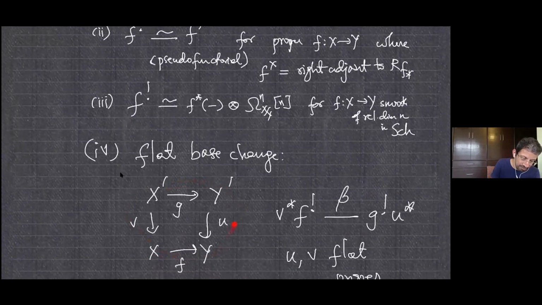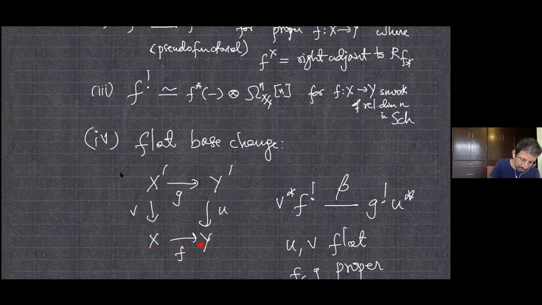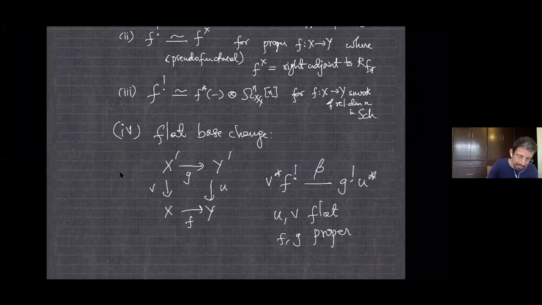This flat base change isomorphism theorem is useful because, given something here, you may have a right adjoint here, but we are now, for example, looking at an open subset here. This is called open base change. What is the conclusion of 4? What is beta supposed to be? There's an isomorphism. U and V are flat, F and G are proper. This is a fiber product. So if U is flat and F is proper, you get the other two. And what we want is this isomorphism.